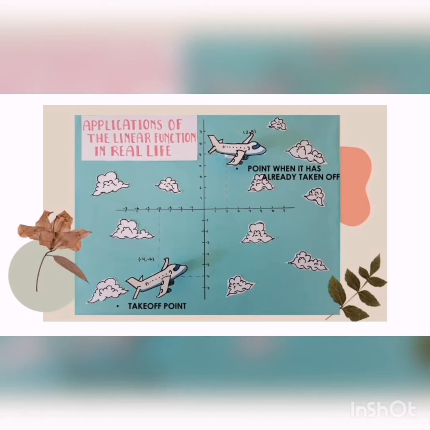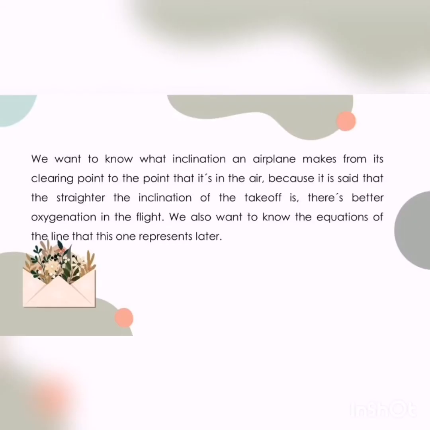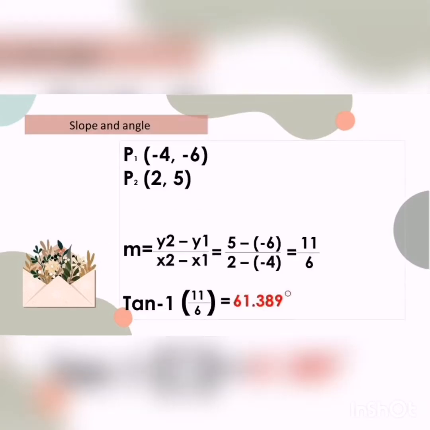Since we have indicated our coordinates, we can solve the following problems. We want to know what inclination an airplane makes from its climb point to the point where it is in the air, because it is said that the straighter the takeoff inclination, the better the oxygenation in flight. We also want to know the equation of the line represented below. To know the angle of inclination, it is necessary to first know the slope.